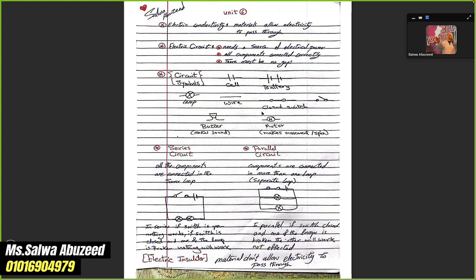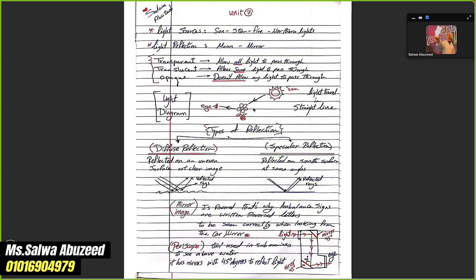Now, let's go to the next chapter. Going to the next chapter, it's Unit 7. And let's talk about two important things. It will be either light sources or light reflection. As we know from year 4, we talked about natural light resources and artificial ones. So the light sources are the sun, because they emit light on their own, stars, fire, and northern lights.